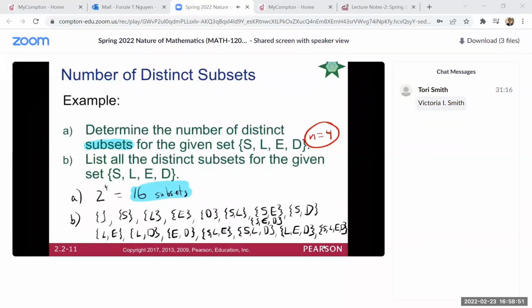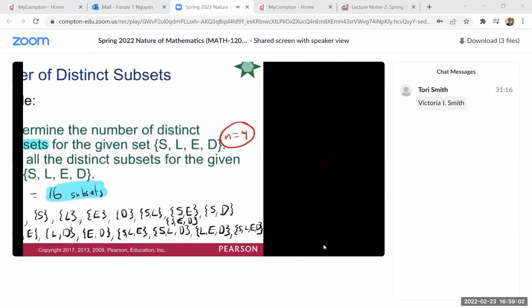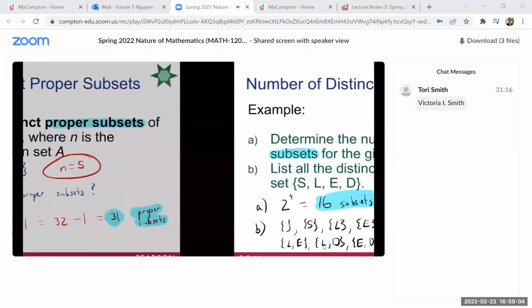16 now. All right. Hopefully they don't ask us to list out one that has 5 of them, because that would be 32, and that would be way too many. Okay. Oh, and we're done. That was quicker than I thought.